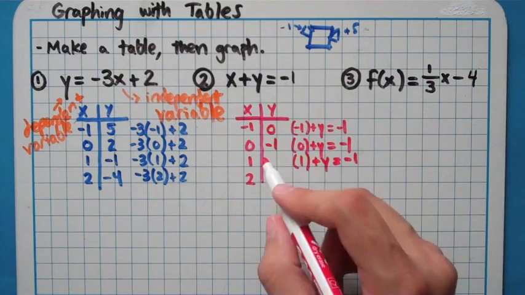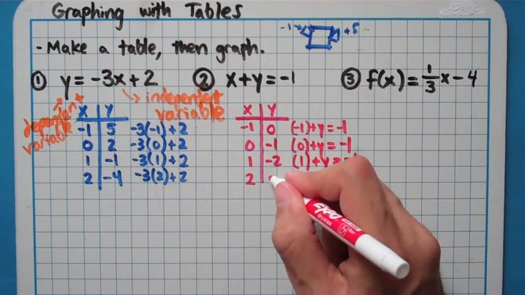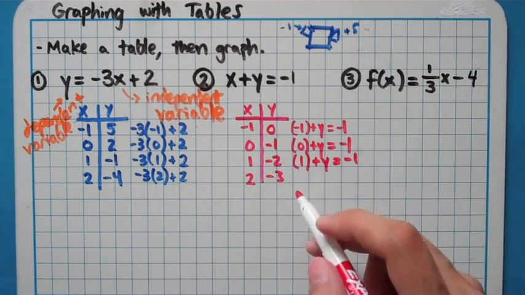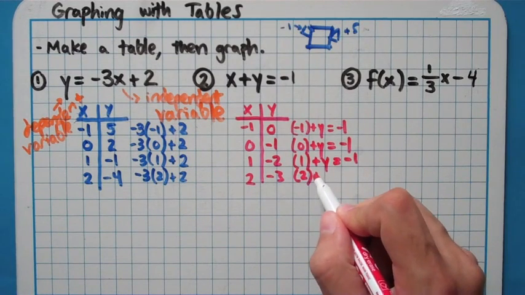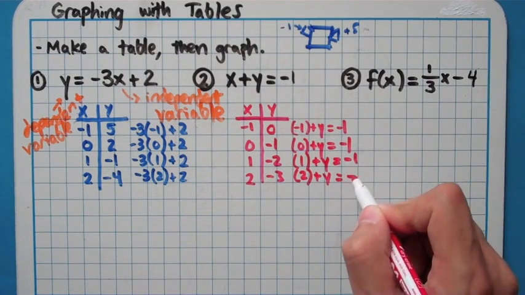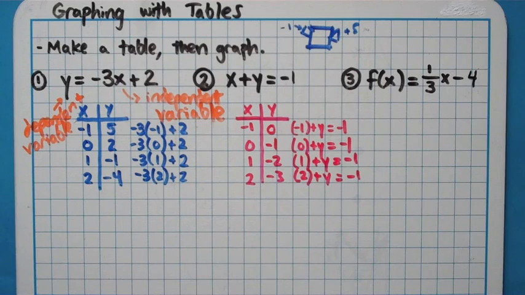1 plus -2 equals -1, and if you do it for this last guy as well, it'll be -3. 2 plus -3 equals -1. So there's a table for the second one. And on our third problem, it's the same sort of deal.